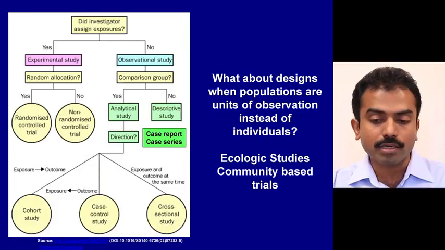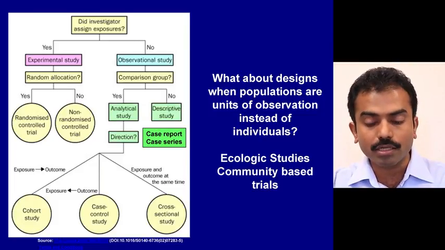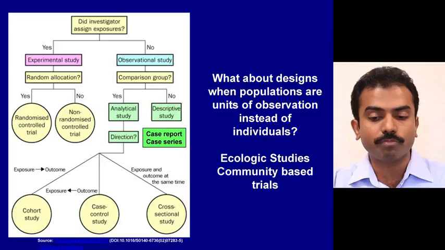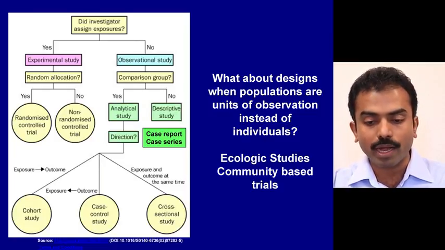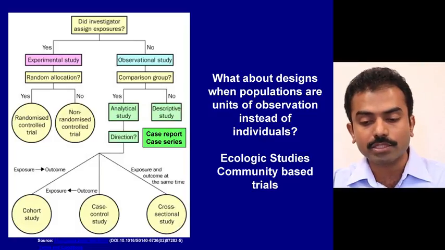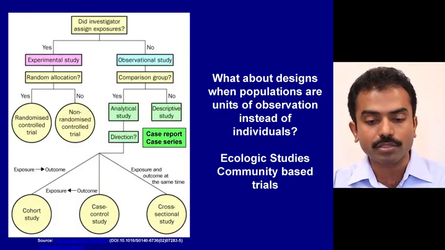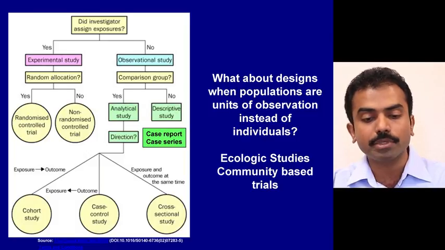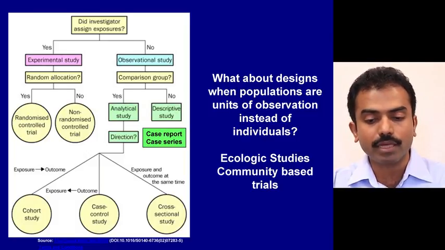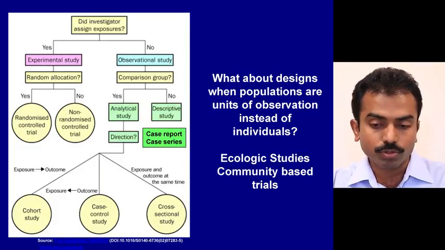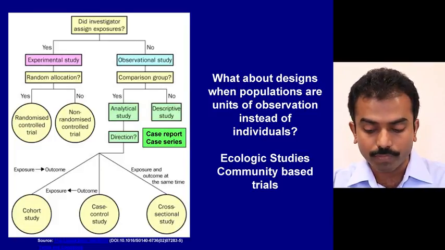So ecologic studies are studies of aggregate measures of populations, and this is one of the observational study designs. Whereas community-based trials or field-based trials are basically experimental designs, but which happen at the level of community. And we'll take a few examples to know these things in greater detail.